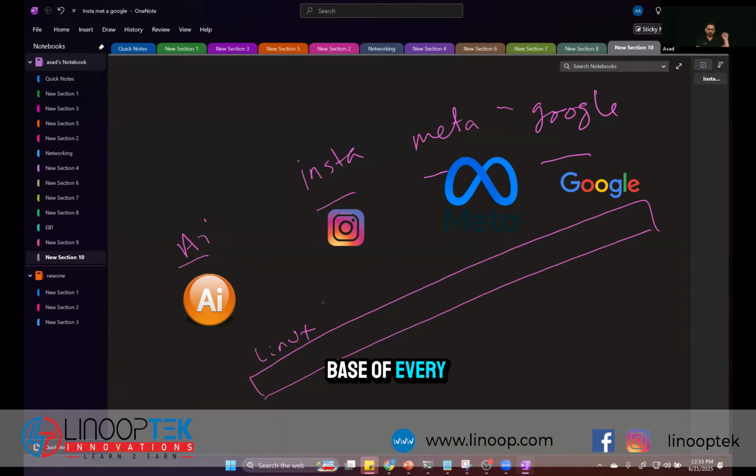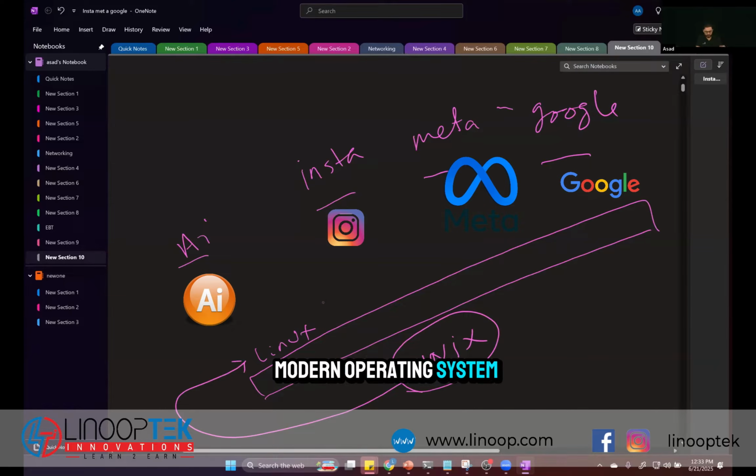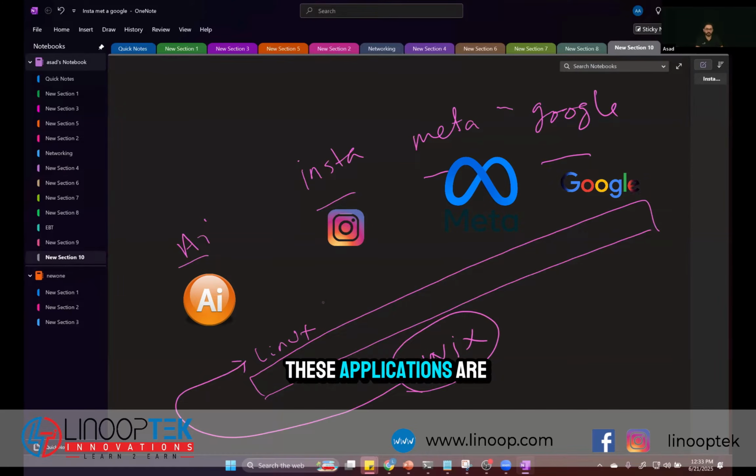This is the base of every application now. I'm not saying 100% of all applications. There are some applications that are running on Unix, which is basically a dying dinosaur. Nobody wants to use these servers anymore, so they're transitioning into Linux, which is a more modern operating system. And so all of these applications are running on Linux.